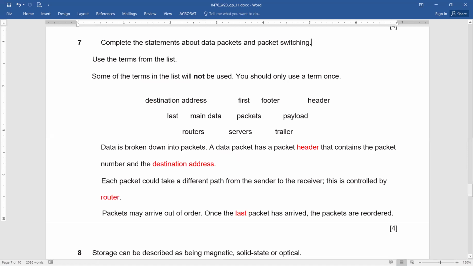Which are the terms? Destination address, first, footer, header, last, main data, packets, routers, servers, and trailer. Now, there are so many terms, and out of these, some are going to be used and some will not be used. So let's see. Data is broken into packets. As the data is broken down into packets, a data packet has a packet header that contains a packet number and the destination address.